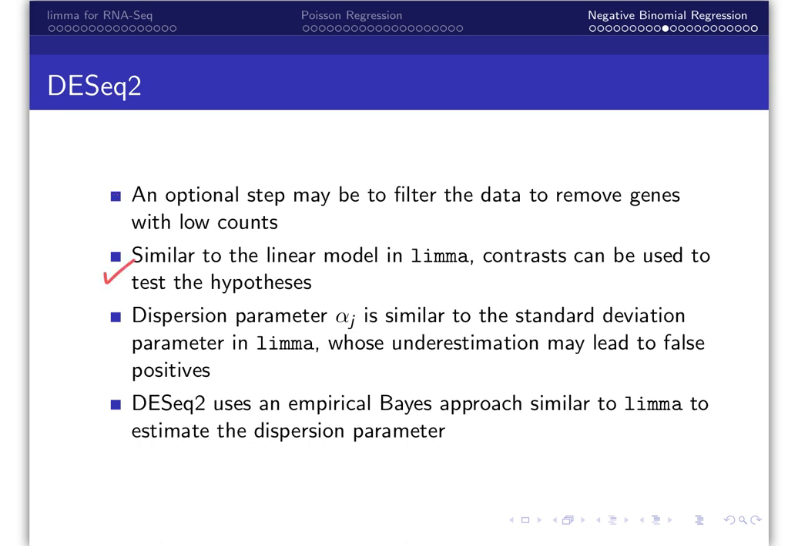As a reminder, for limma, we fit a model and often examine contrasts of interest. When using DESeq2, we can also examine contrasts of interest as our hypothesis tests. In limma, we moderate the variance, sigma squared, but in our negative binomial model, alpha is our dispersion parameter, which relates to the variance estimate. Therefore, in DESeq2, we use empirical Bayes to estimate the dispersion parameter to avoid underestimating alpha sub j.